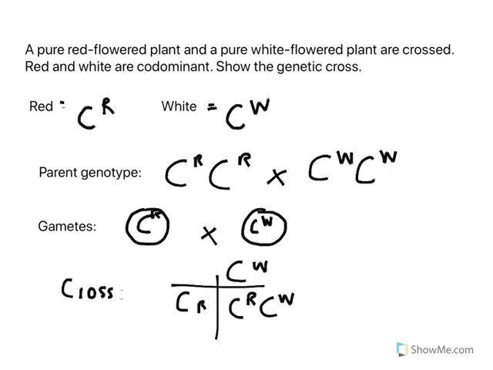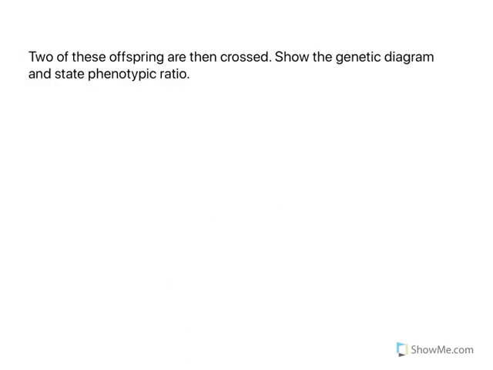Now, because red and white are both expressed in the phenotype, you're going to have a mixture of red and white. In this case, we're going to have CR, CW, so they are all pink. So they're a mixture of the two. Next, we're going to take two of these offspring and then cross them and see what the result is.